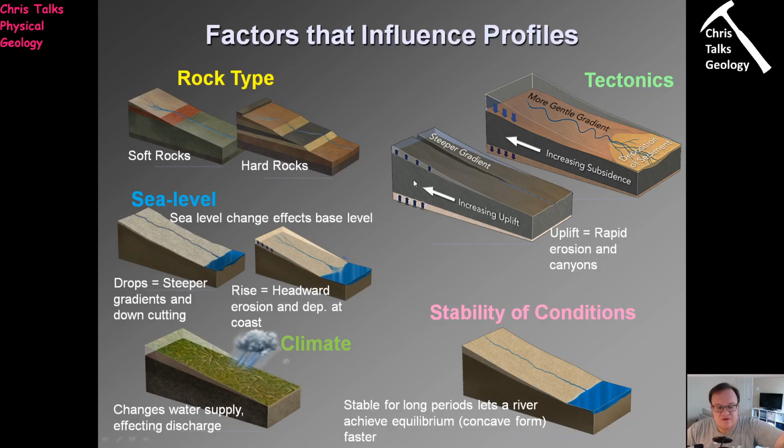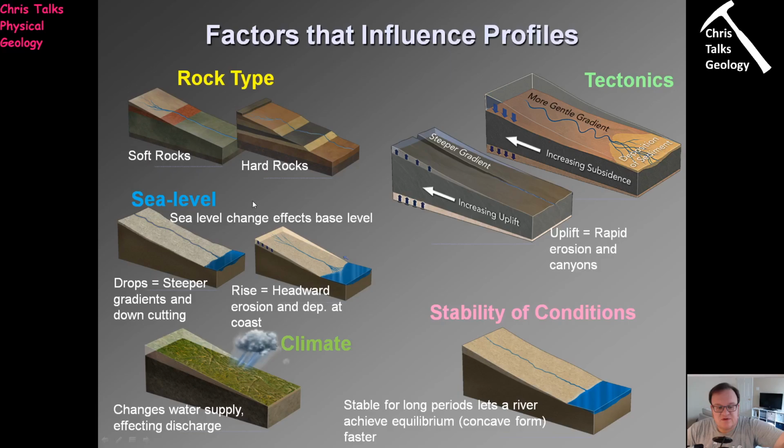So where we have tectonic uplift, it's going to produce rapid erosion and canyons. Where we have subsidence, what we're going to see is the profile will typically be more gentle, and the subsidence will often lead to the deposition of very, very large amounts of sediment towards the mouth of the river. Once again, changing the profile.